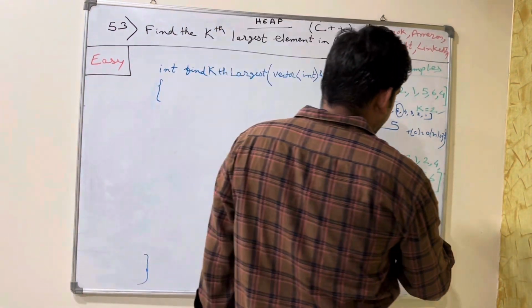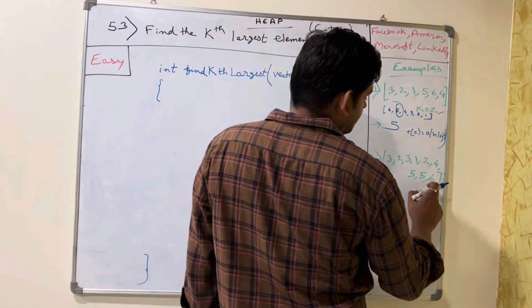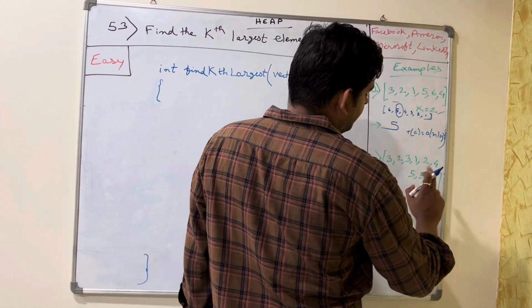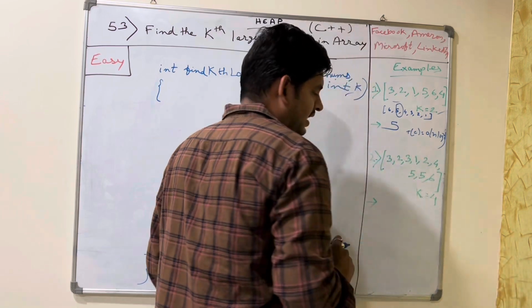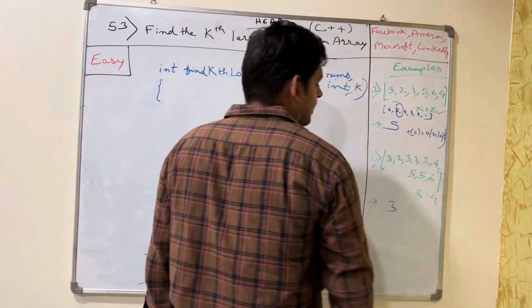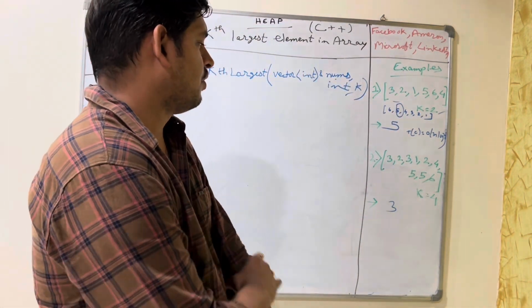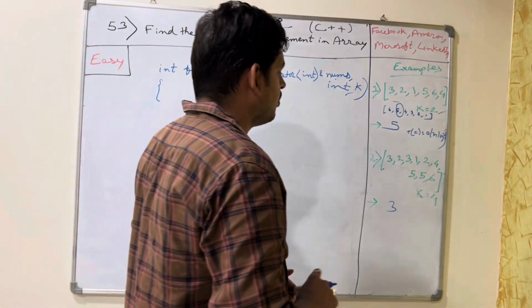Here also we can sort this and find the fourth largest. The sorted order would be 6, 5, 4 and 3, so the fourth largest would be 3. You can sort it as well.